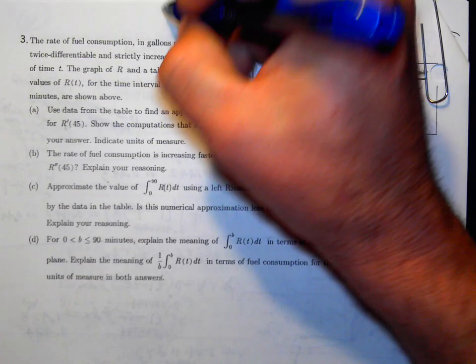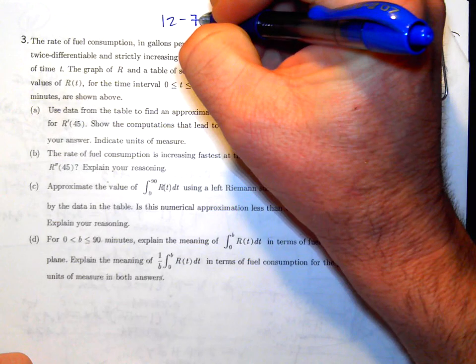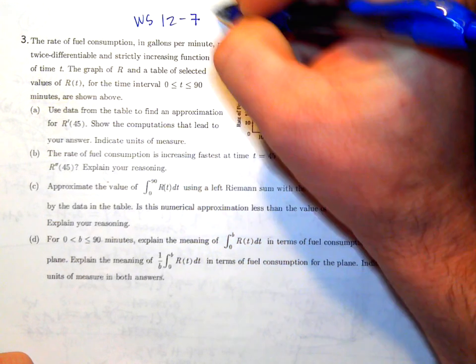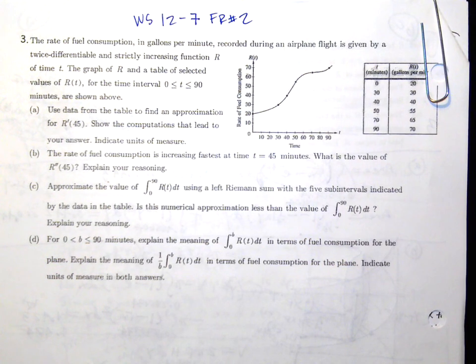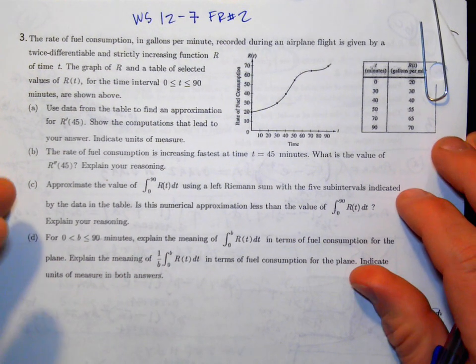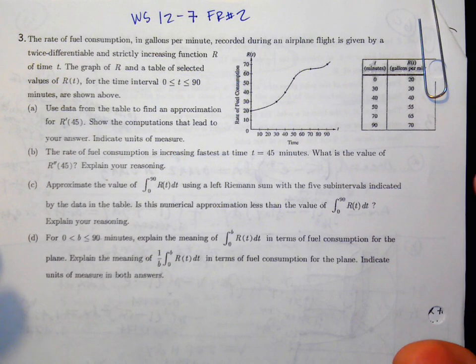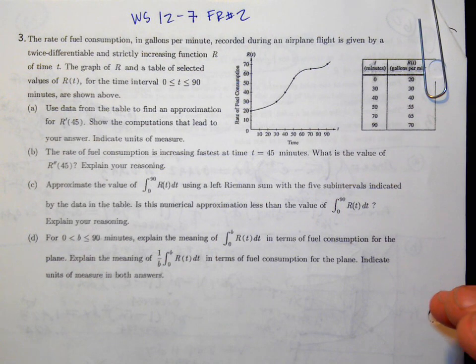Okay, this is the second chunk of worksheet 12.7, which is for response number 2. You should have tried these before watching this video. You should be getting to the point where you're starting to see these kinds of problems multiple times and starting to get a good idea of how to do these.